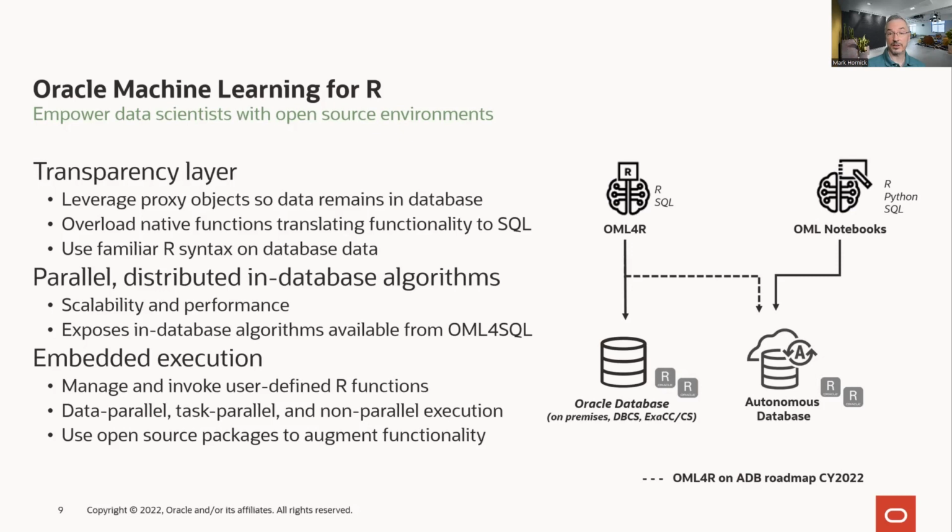And through embedded execution, user-defined R functions can be invoked on database environment spawned and controlled R engines. Embedded execution enables data parallel and task parallel processing. For example, an open source model can be scaled to large volumes of data for making predictions, by requesting that multiple engines be spawned to process chunks of data in parallel. OML provides the supporting infrastructure to simplify and automate this process.